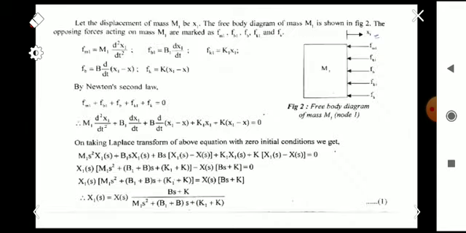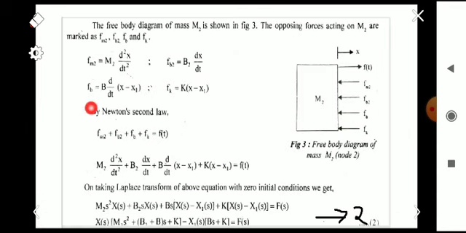So Fp is equal to b d/dt (x - x1), Fk is equal to k (x - x1). Here we are considering the body 2, so we have to give priority to the displacement x. So x is written first, and by writing the force balance equation, all the opposing forces will be equal to the applied force, and we are just substituting the values here and taking the Laplace transform.